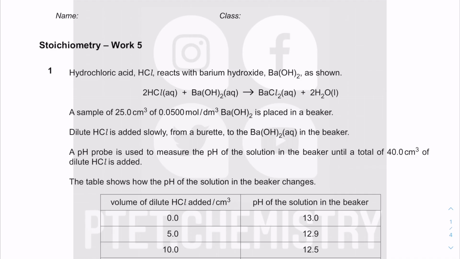So in this tutorial, I'll go through this work 5. This is associated with the topic called stoichiometry or the mole concept. In particular, this is work 5 that is dealing with concentrations. So these are what we call molar concentration expressed in mole per dm cube. We are specifically thinking about solution, and we're thinking about concentration of solution and how they link to mole.